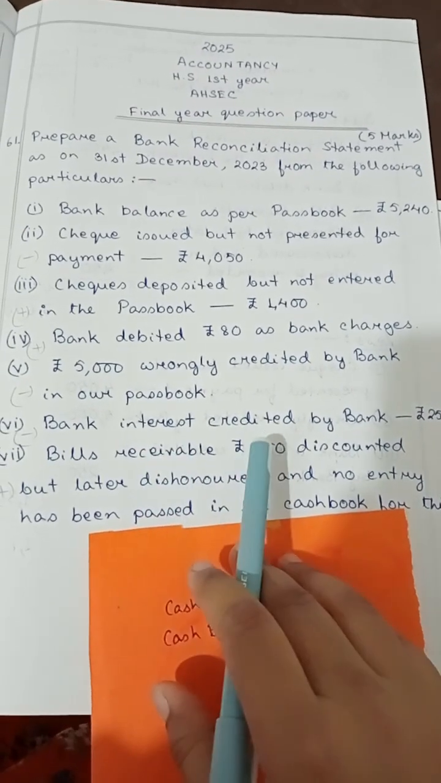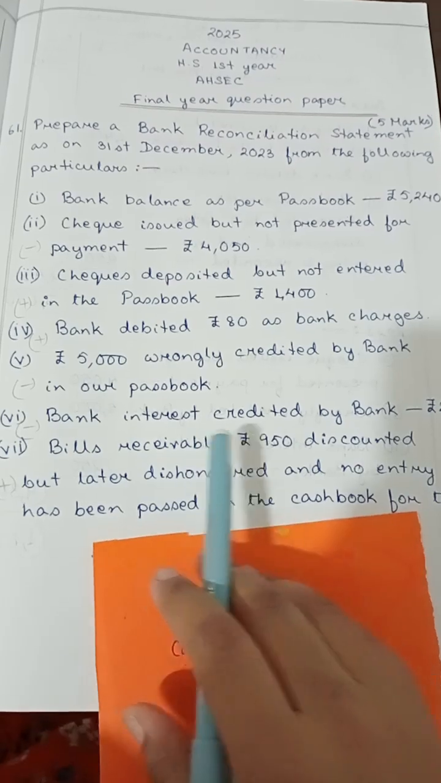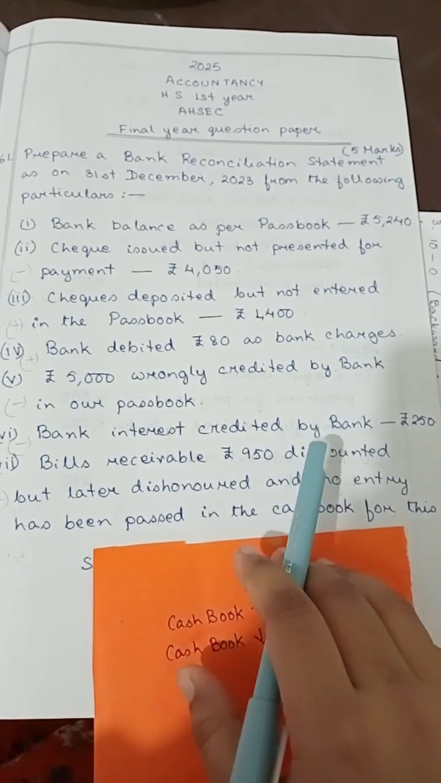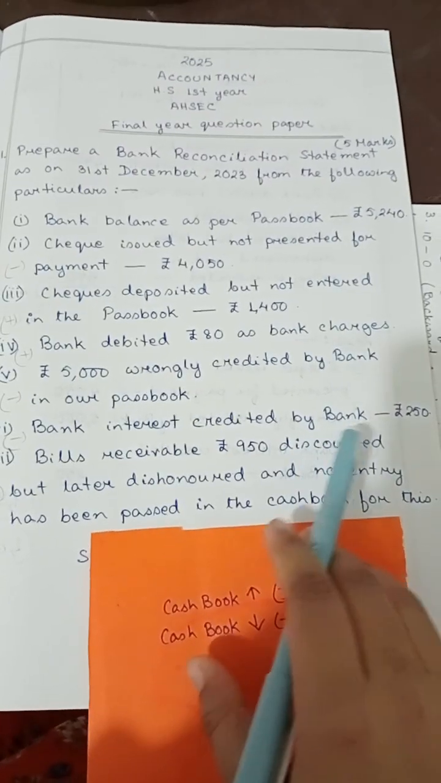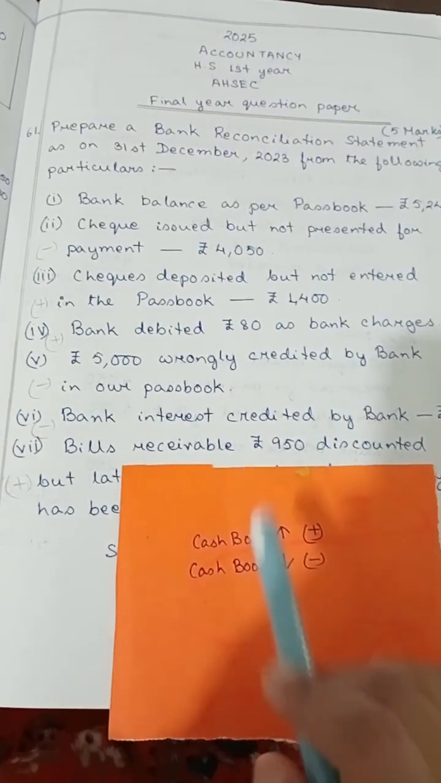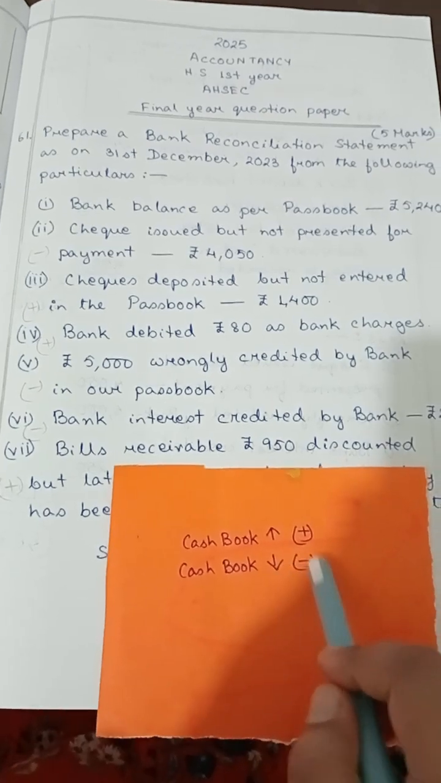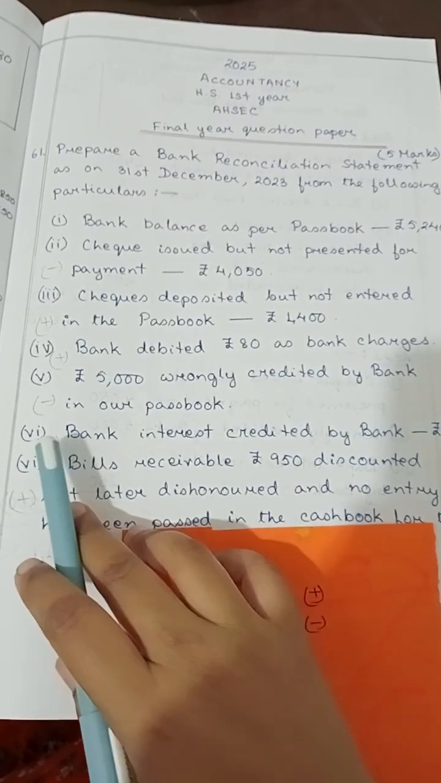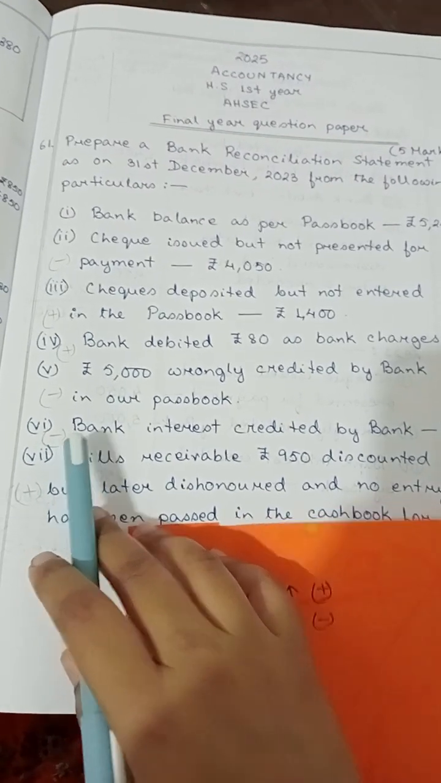Then you see, bank interest credited by the bank. This is an interest which is credited by the bank. That means the passbook is high but the cash book is less by rupees 250. So since the cash book is less, it should be written on the negative side, minus.